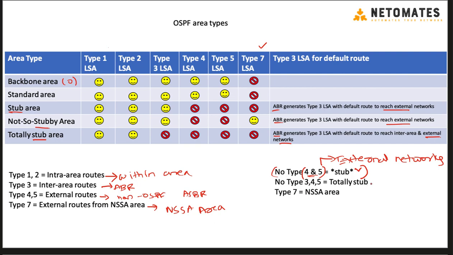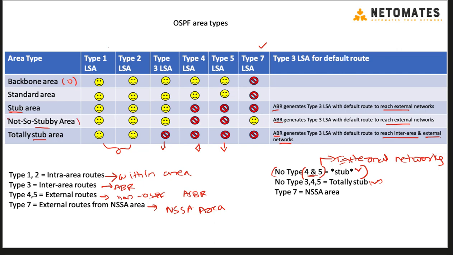So let's look at the totally stub area. In a totally stub area, you can see it is only allowing type 1 and 2. That means in a totally stub area, routers will learn about their own area networks. They don't know anything about inter-area routes and the external routes. In this case also, the ABR will generate a default route to reach inter-area and external routes as well.